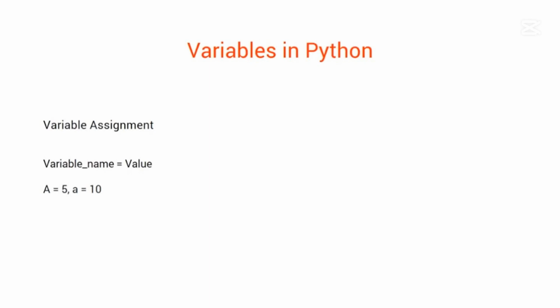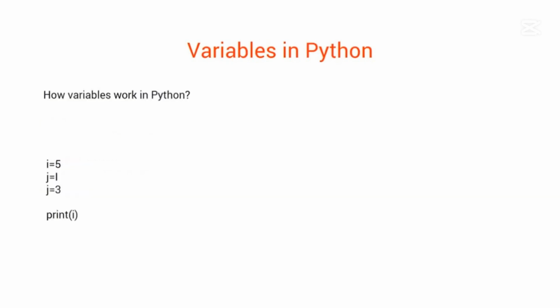For example, a equal to 5 is a variable assignment operation, where a is the variable and 5 is the value. Now that you know how variables are assigned in Python, it is better to know how variables are stored and how they work in Python. Have a look at this assignment operation. When you do something like i equal to 5, Python first identifies the type of the constant value. Since it is an integer, it creates an int object in the physical memory, stores 5 in it, creates a variable called i, and binds this variable to this memory location or the object.